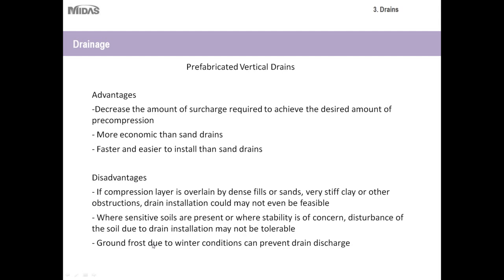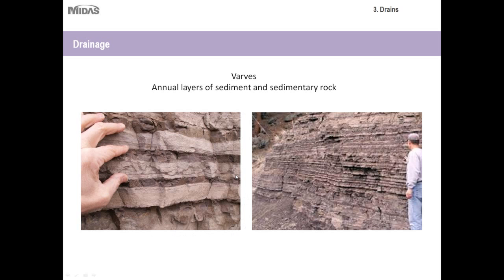And then also ground frost due to winter conditions can prevent drain discharge. Typically drainage is done during spring or summer, when freezing is not expected to occur. It's not done during winter for obvious reasons. If your water freezes, you're not going to be able to drain your area. So that's another thing to keep in mind: make sure to plan out your draining time during a time that coincides with warm weather.